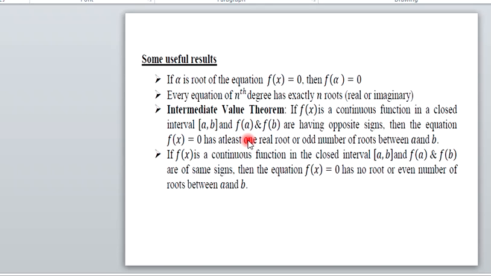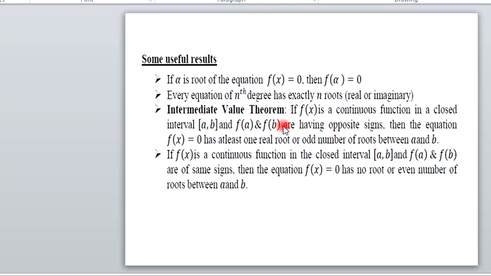Some useful results: when alpha is a root of the equation f(x) equals 0, we know f(alpha) equals 0. Every equation of nth degree has exactly n roots. They may be real or imaginary. That means if an equation is of third degree, it has exactly 3 roots that may be real or imaginary. We have one theorem which is called the intermediate value theorem.